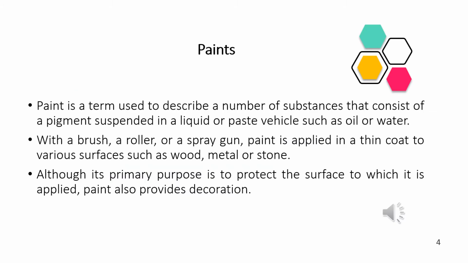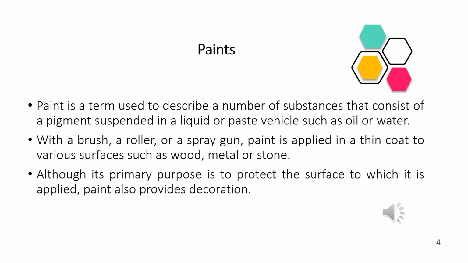Paints. So what are paints and what are their uses? Paint is a term used to describe a number of substances that consist of a pigment suspended in a liquid or paste vehicles such as oil or water. These pigments are suspended in a liquid or paste vehicles, for example oil or water.